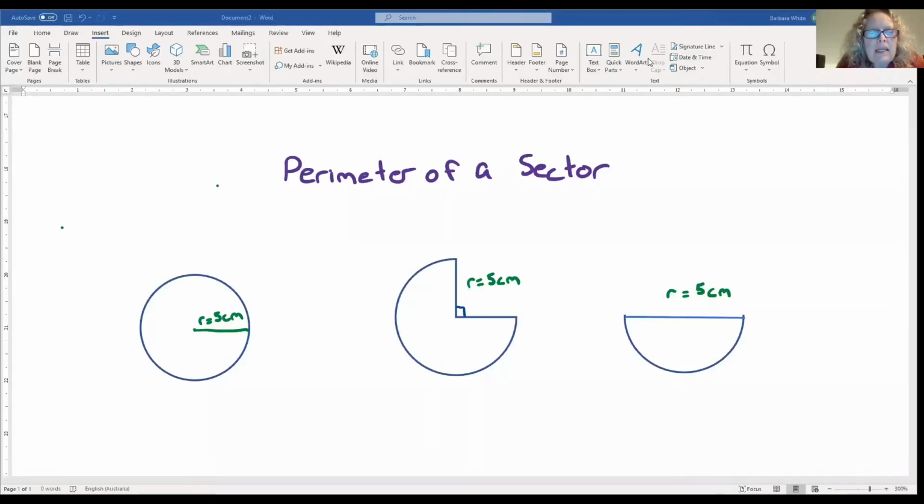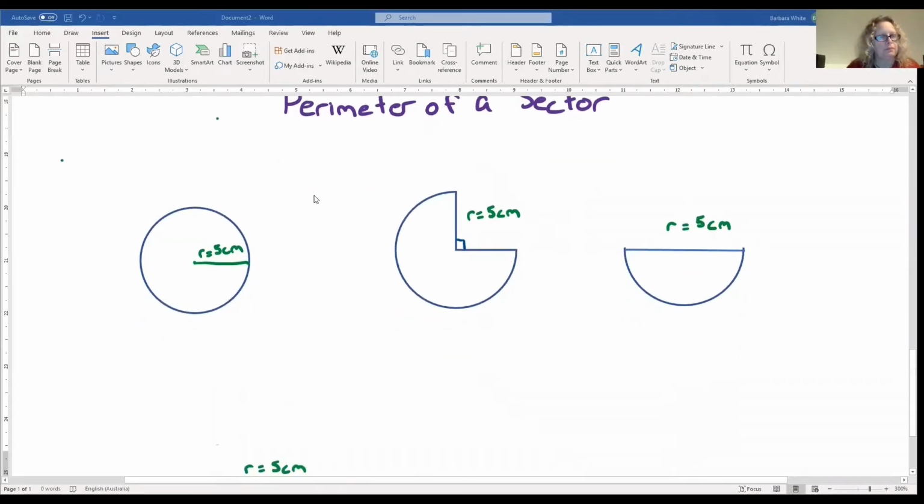Right, here's how to find the perimeter of part of a circle. The formula for the perimeter of a circle, circumference as it's called, is 2 times pi times the radius, which is 2 times pi times 5 for this particular circle, which is 31.4 centimetres.